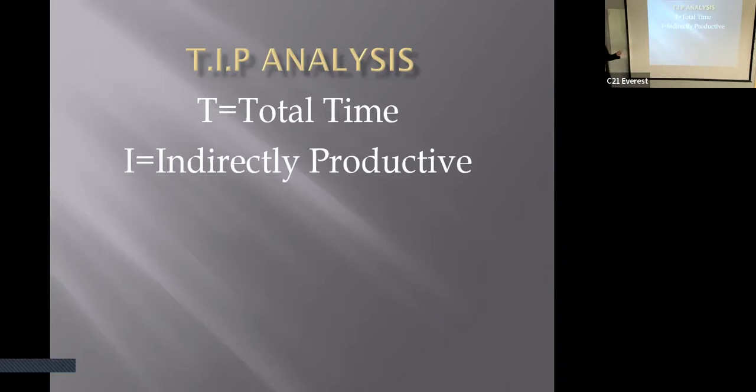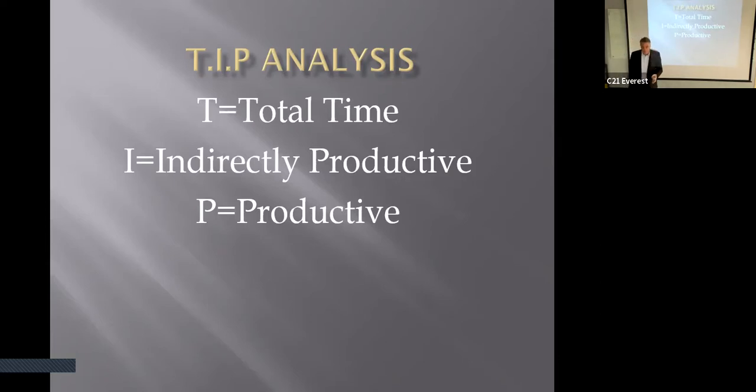The I stands for indirectly productive. I'm going to show you what all these look like in just a little bit, and we're going to go through these in detail. But the I is indirectly productive, and I'll define that for you shortly. The P equals productive time. Remember, we've been talking about how there's no correlation between time spent at work and being productive in what you are doing. But there are things you can do that are indirectly productive that will lead to productivity, and that's why these three are so important.